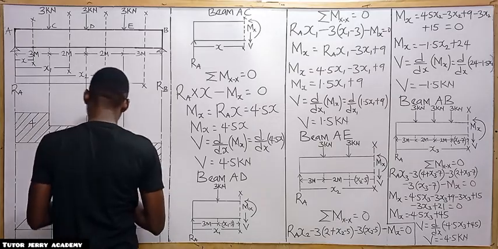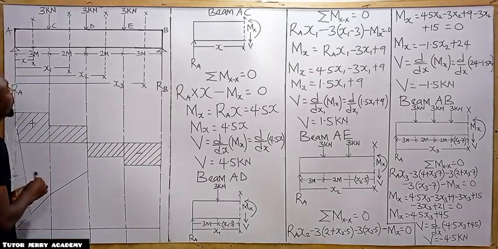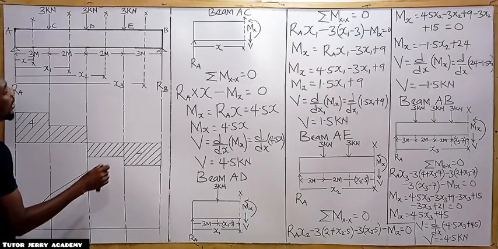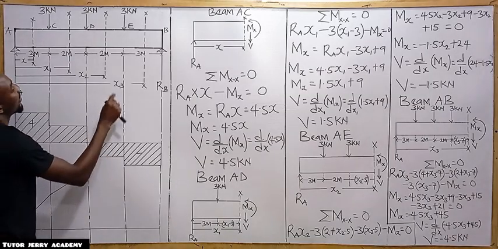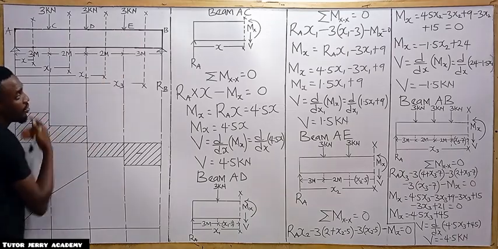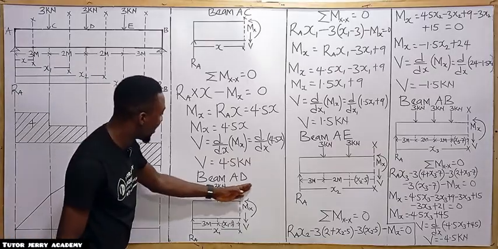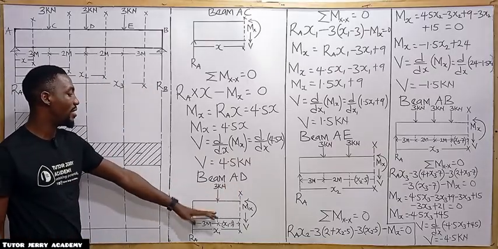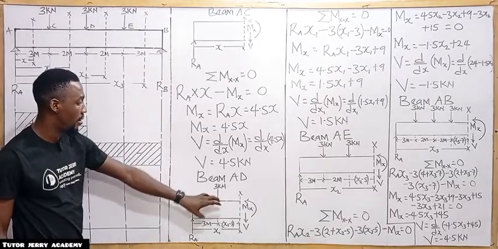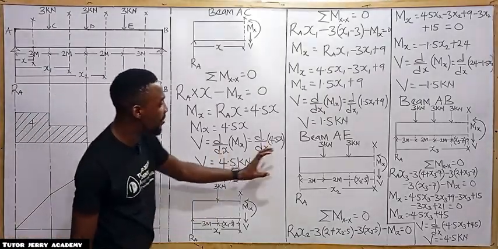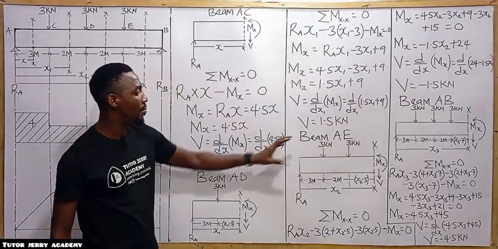All right. So that's it. Now we want to get the bending moment at point E. We don't have anything to do with this part again. So we are going to go to beam AE where we have point E.